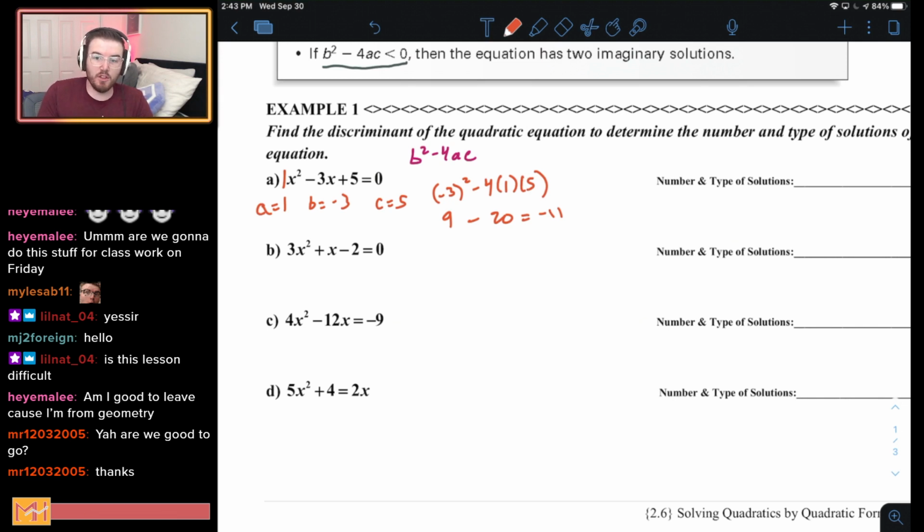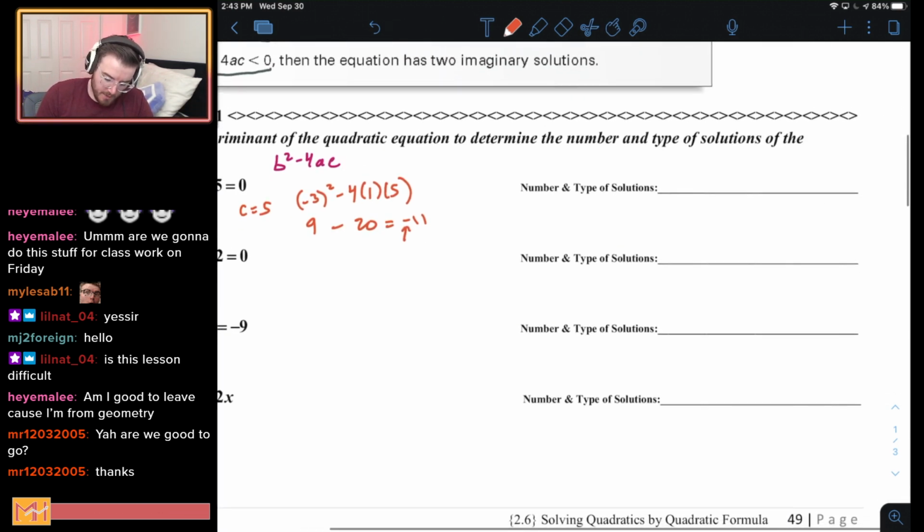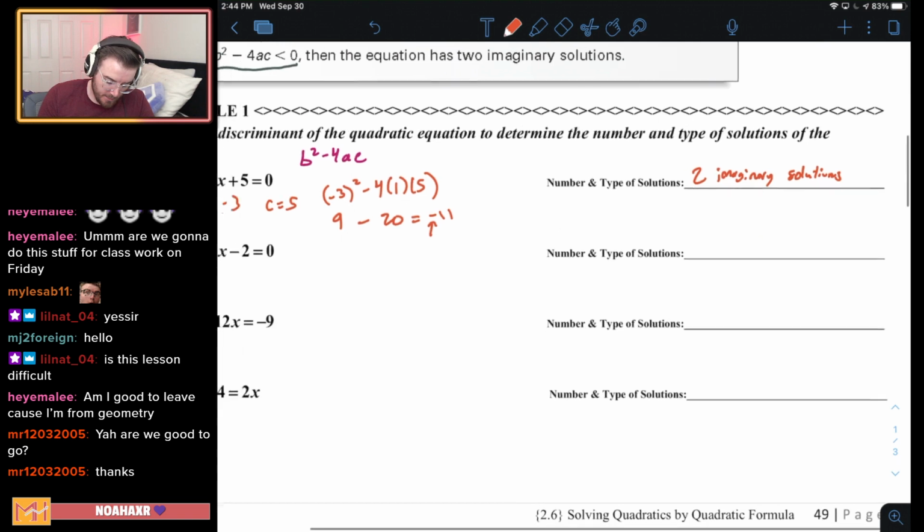So the thing under the square root is negative. What does that mean? Well, that means we will have two imaginary solutions. We'd have a plus or minus i situation on our hands, because when you take the square root of a negative number, out pops an imaginary.